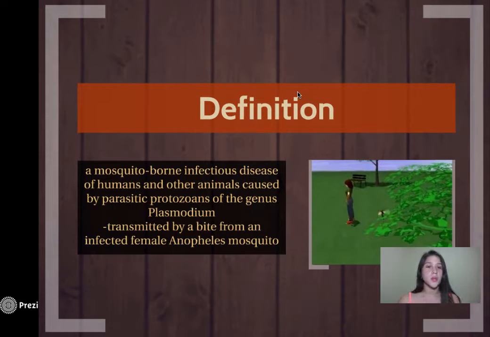So, malaria is a mosquito borne infectious disease of humans and other animals caused by a parasitic protozoan of the genus Plasmodium. It is transmitted by a bite from an infected female mosquito, which is the Anopheles mosquito.